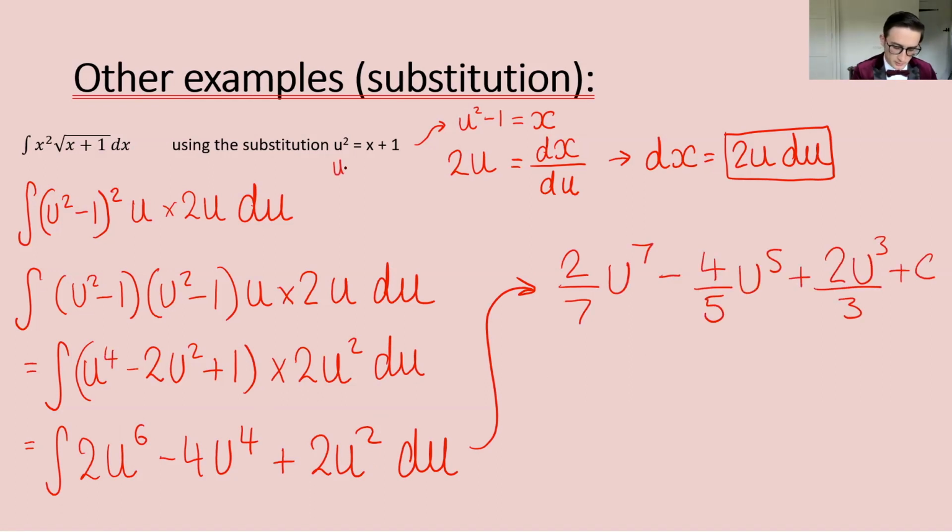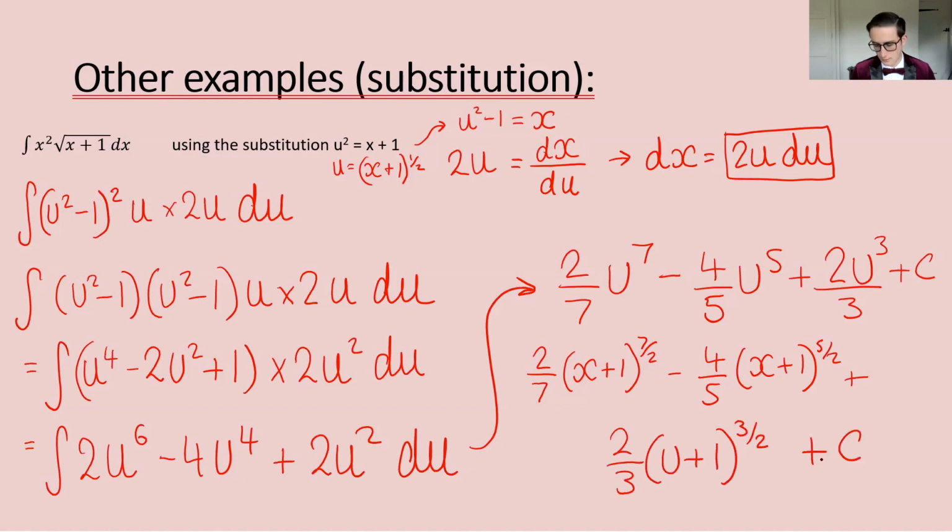Now remember, u is equal to x plus 1 to the half, or square rooted, so I can put that back in. And again, I could factor out the highest common factor here, which would be x plus 1 to the 3 over 2. It would be 2/7. Right, so it gives us this. Okay, so that is the integration.